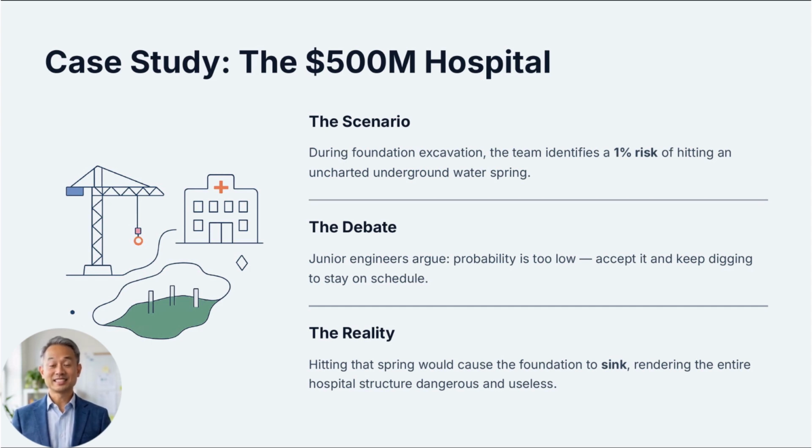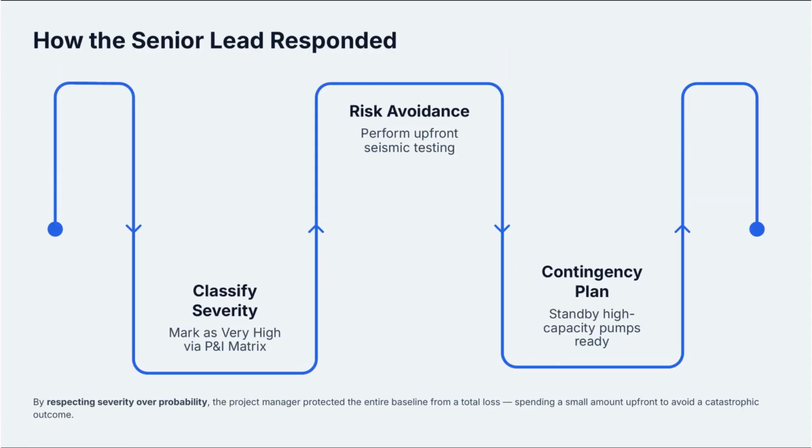However, the senior lead knows that hitting that spring would cause the foundation to sink, rendering the entire hospital structure dangerous and useless. Instead of playing the odds, the project manager uses the probability and impact matrix and classifies the severity as very high. He overrides the low probability and enacts a risk avoidance strategy by spending a small amount of money up front for advanced seismic testing to map the ground. He also prepares a contingency plan to have high-capacity pumps on standby just in case the testing missed a pocket of water. By respecting the severity rather than the math, he protected the project baseline from a disaster that would have been a total loss.